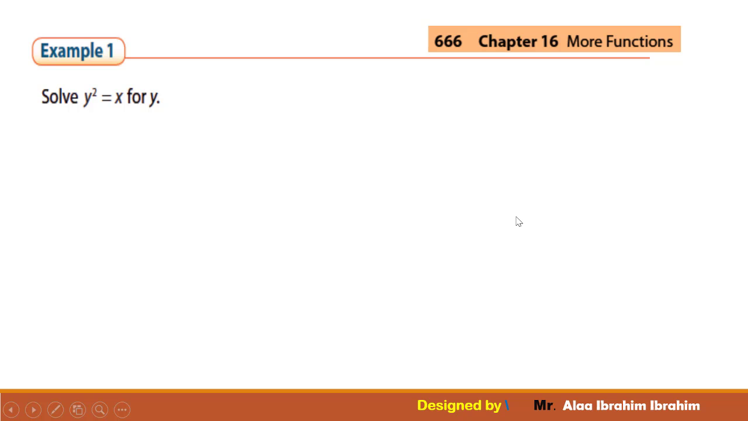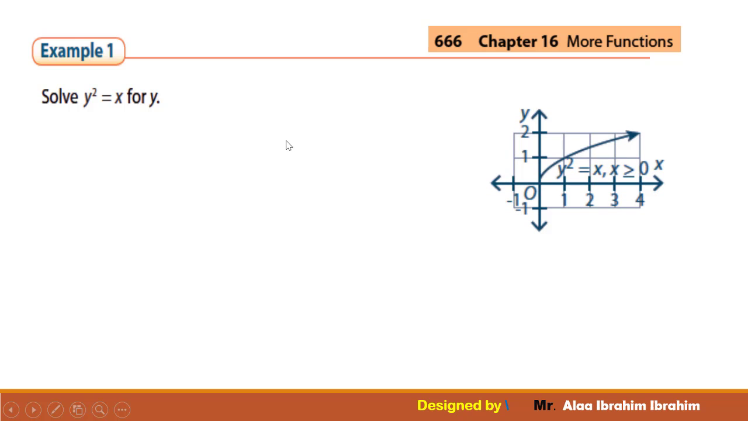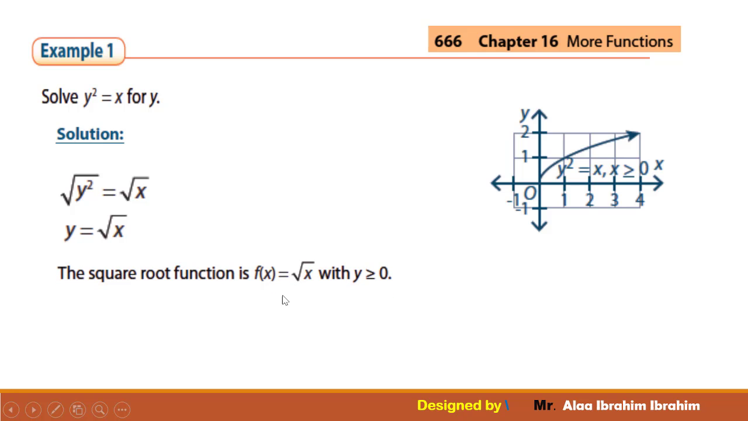Example number 1. Solve y squared equals x for y. So you have to make it y, so I have to take the square root of both sides. If I take the square root of both sides, it will be like this: y equals square root of x. So I have to discover something.